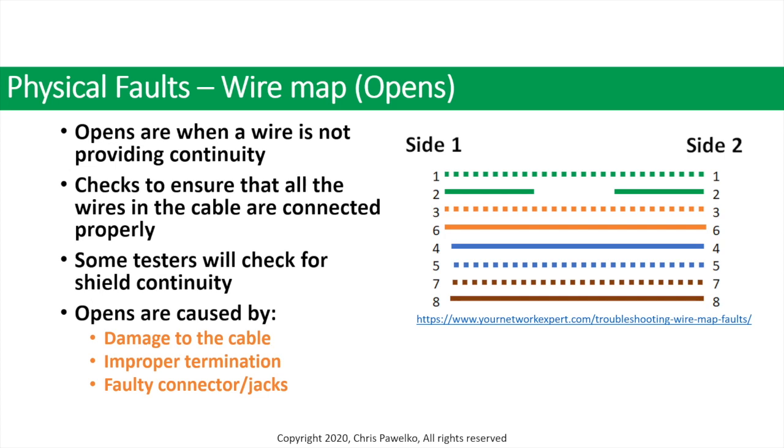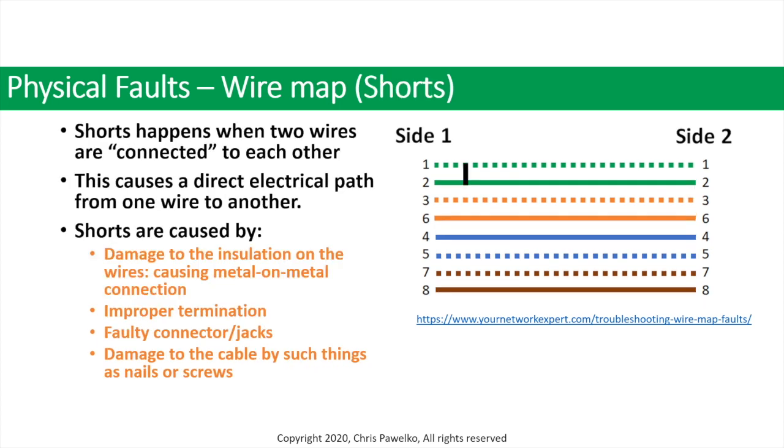Now, when it comes to opens faults, they're caused by damage to the cable, improper termination, or if you do have faulty connectors or jacks. Now, the next wire map fault that we're going to investigate is shorts. Shorts happen when two wires are connected to each other. This causes a direct electrical path from one wire to another. Now, shorts are caused by damage to the insulation on wires, causing a metal-on-metal connection, an improper termination, faulty connectors or jacks, and/or damage to the cable by such things as nails or screws.